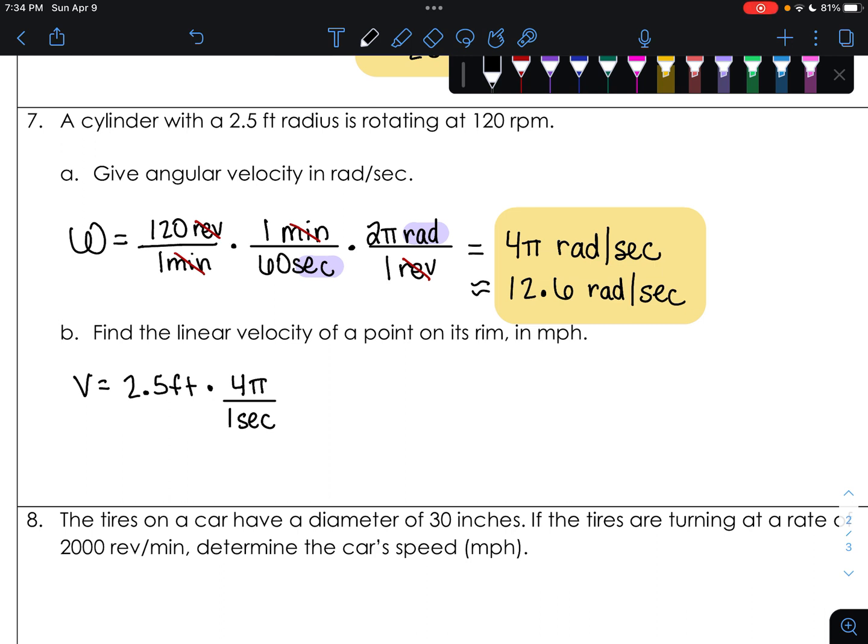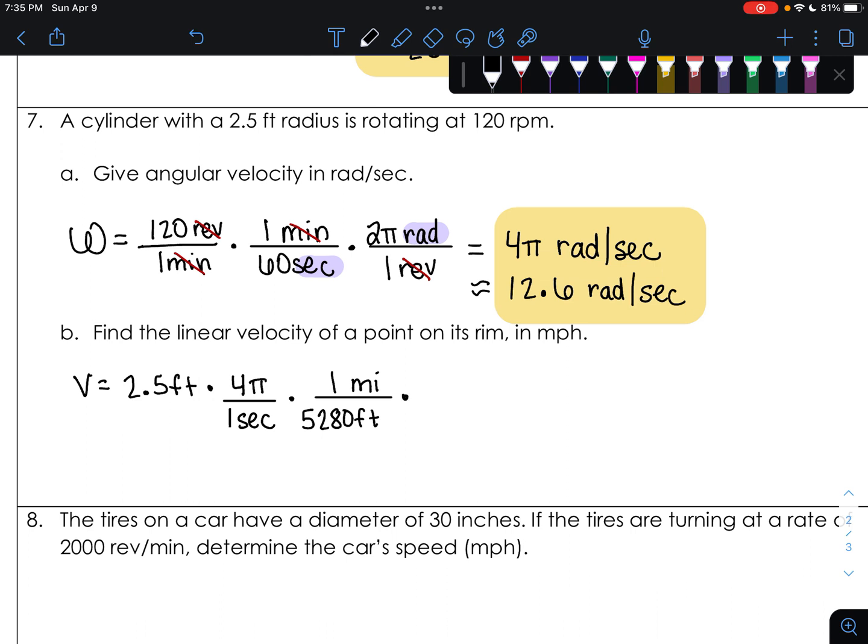So again, pick which one you want to convert first. Do you want to convert the feet or the time? If I want to convert the feet first, that means the feet need to go here, and I'm converting it to miles. So in 1 mile, there's 5,280 feet. Now that I've done that, I can focus on going from seconds to hours.